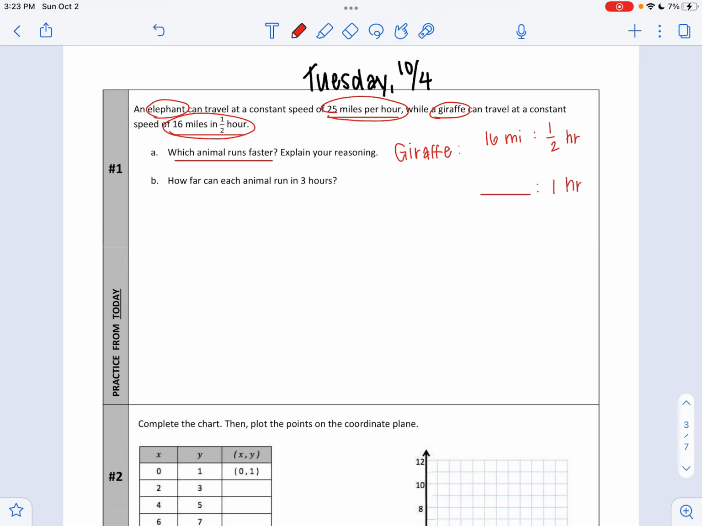compare the two speeds. Then in question B, you can use the speeds for each animal to figure out how far each animal can run in 3 hours. That'll be 2 separate answers, one for the elephant and one for the giraffe. You can go ahead and pause this video to answer question 1 and come back for homework help on question 2.